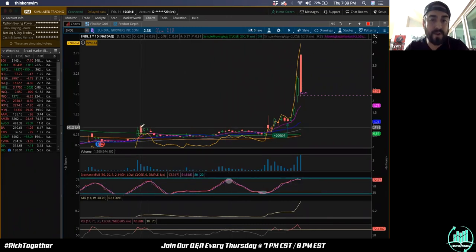So you can back up your chart and look at what price action did every time that it was at the top of the stochastic, every time it was at the bottom, like here. And the same with the RSI.